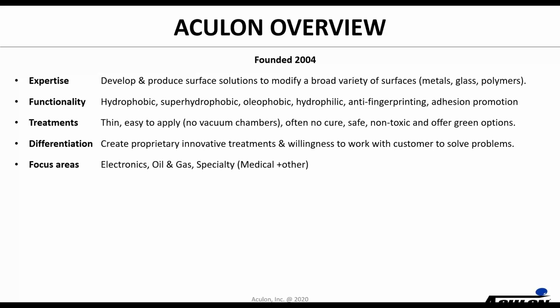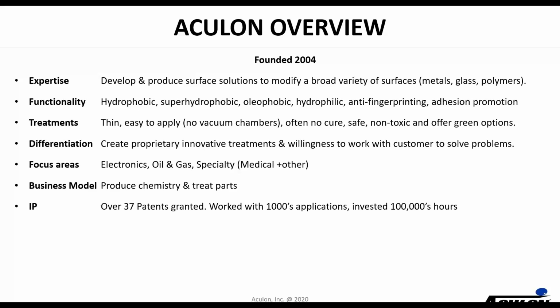We have organized our business into three areas: electronics, oil and gas, and specialty. Specialty includes a number of applications, including medical and industrial applications as well. Our business model in general is we produce chemistry and then ship that chemistry either to your facilities or to a contract manufacturing facility, and they apply the chemistry to the products or the devices. In some cases, if it's complex, we will treat the parts in-house, but the majority of our business is in supplying the chemistry.